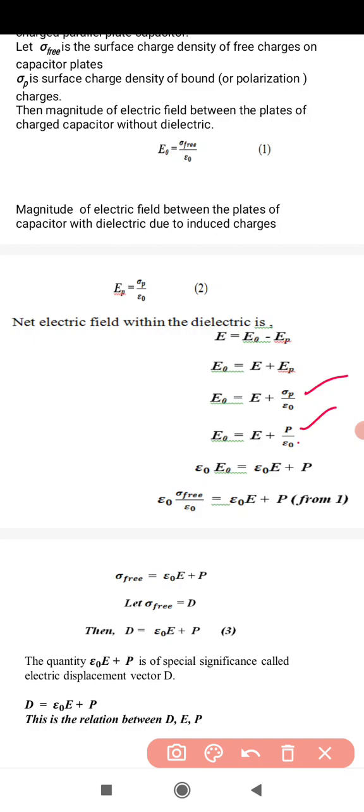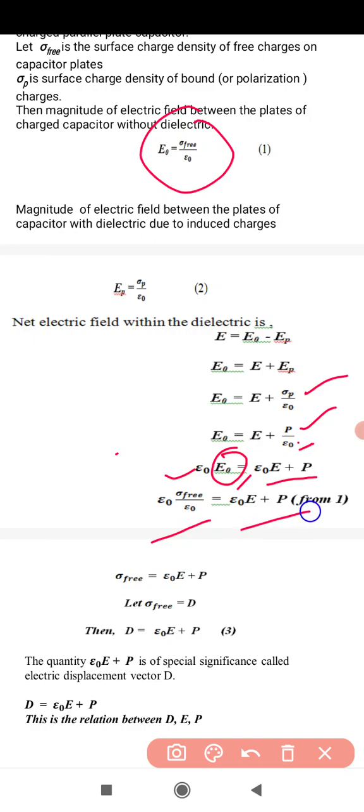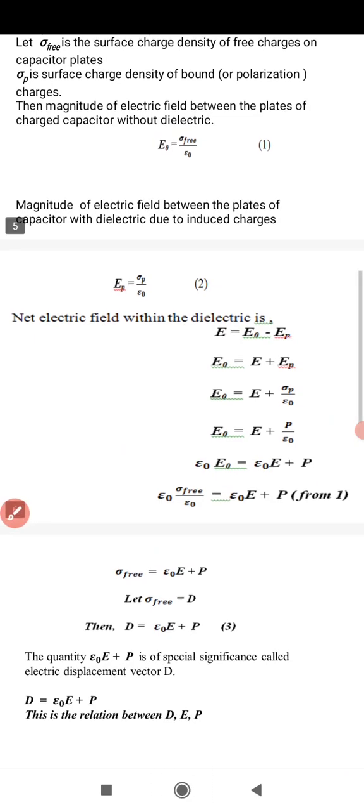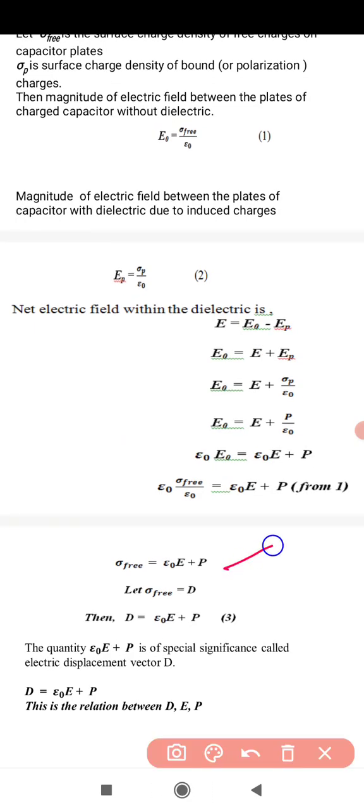Multiply this equation on both sides by epsilon naught. We will get epsilon naught E naught is equal to epsilon naught into E plus P. Epsilon naught E naught will be replaced by sigma free divided by epsilon naught, and in this case epsilon naught and epsilon naught will be cancelled. We will get the P. Sigma free will be equal to epsilon naught into E plus P.